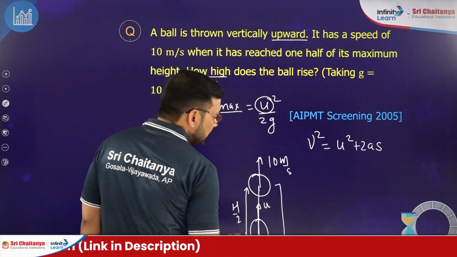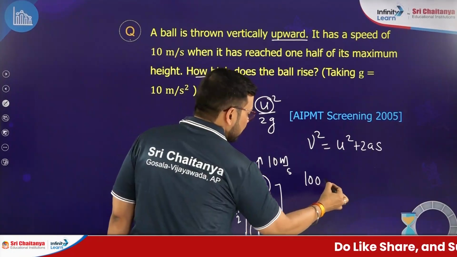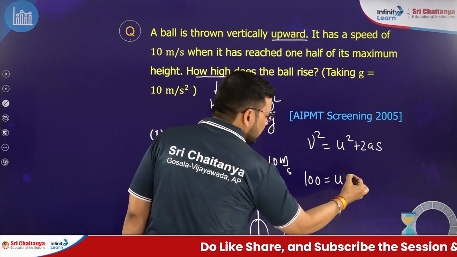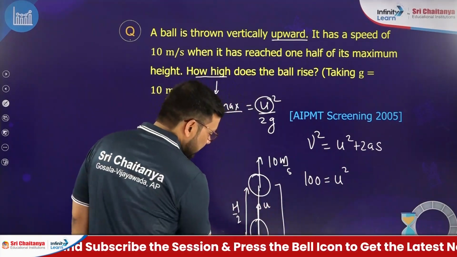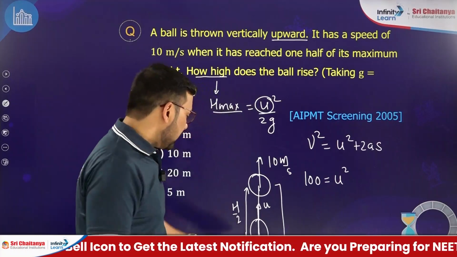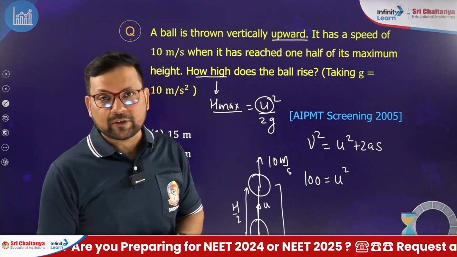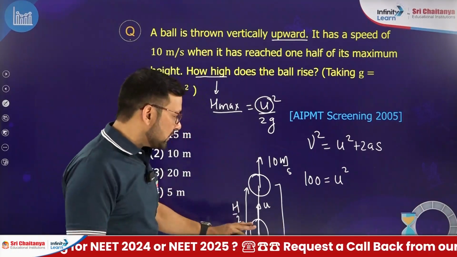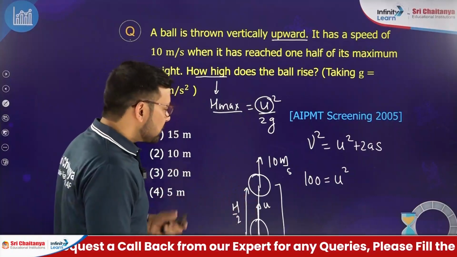Now v is given. See the direction also, upward. v square is 100. u is required, u square, plus a is downward. a is g, g is downward. Downward sign is minus. Don't make this mistake of not considering the sign in motion under gravity, kids. You have to take the sign of every vector in motion under gravity. That should be the routine while solving.